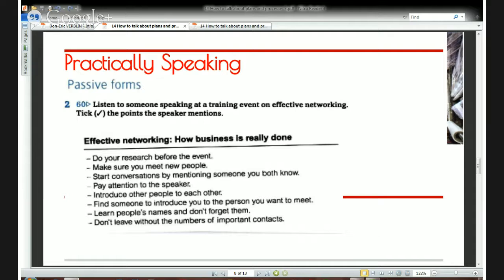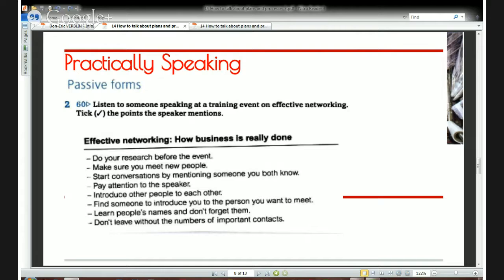And Giuseppe, you mentioned start conversations by mentioning someone you both know. Does anyone remember what I called meeting people without mentioning someone you both know? Remember the term I used? Did anyone catch that one? No. I think so. I forget it.